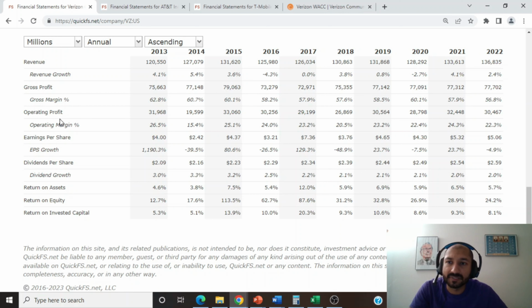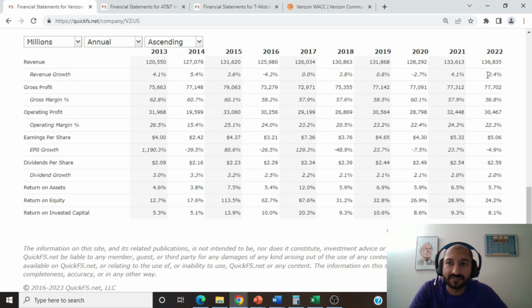The operating profit is what we get when we subtract the cost of goods and operating expenses from the company's revenue. Back in 2013, the company's operating profit was about $32 billion, and for the year 2022, it was about $30 billion. Over the past 10 years, the company's operating profit has been positive.